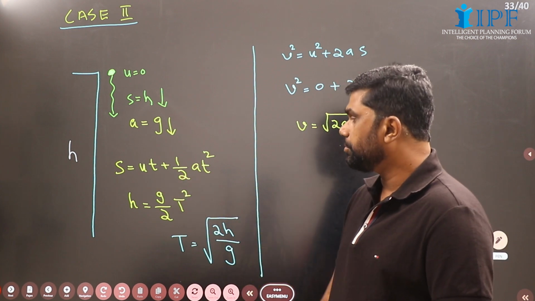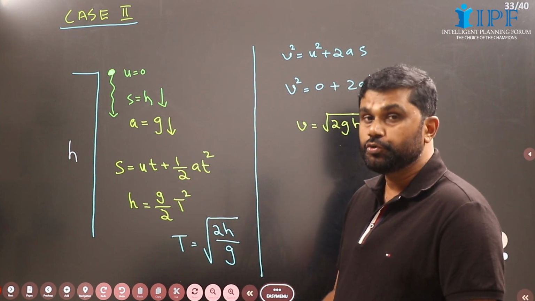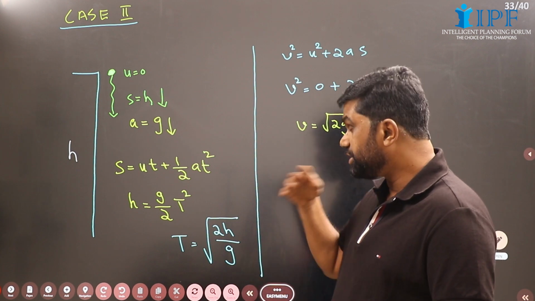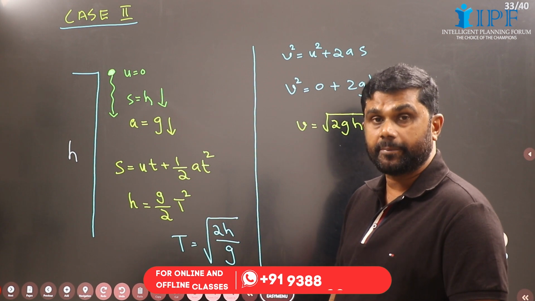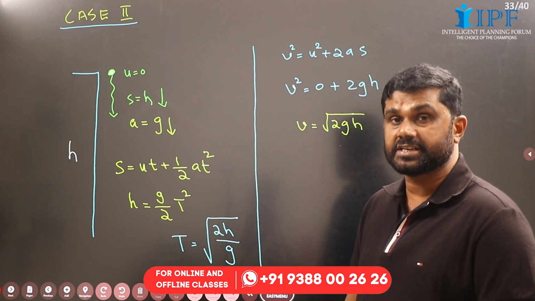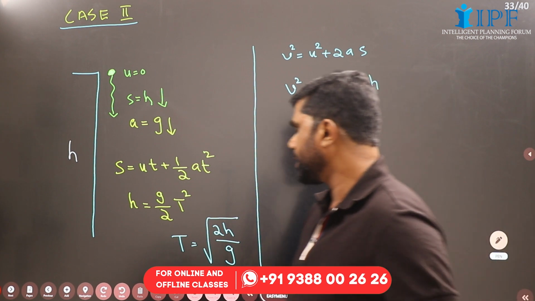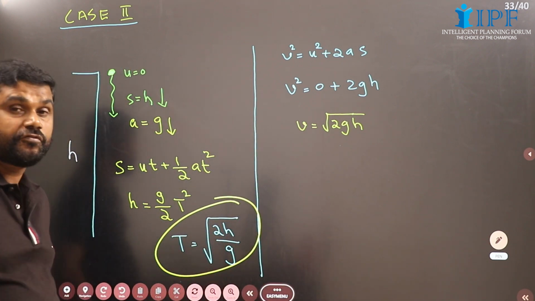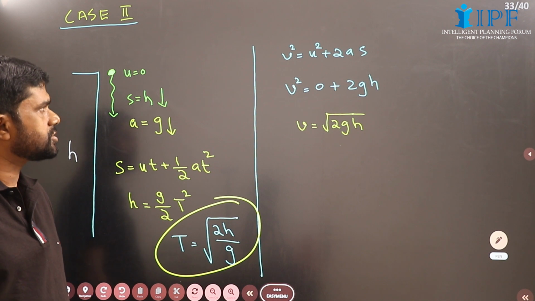Let us apply s = ut + ½at², with u = 0, so ut = 0, and h = (g/2)T², where capital T is the time after which it strikes the ground. So T = √(2h/g). This is the time of free fall from a height h.